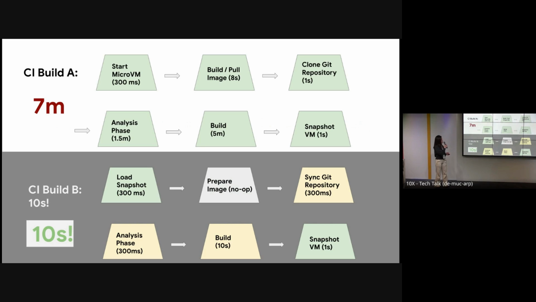Now let's imagine a second CI run is triggered. Even if this is assigned to a completely different executor, with our cloning strategy, it'll be much faster. We can load the snapshot, but now we no longer have to prepare the build because it's already on the machine. And syncing the Git repo and the analysis phase and the build are significantly faster. So like in the example I showed before, this could be something as fast as 10 seconds.